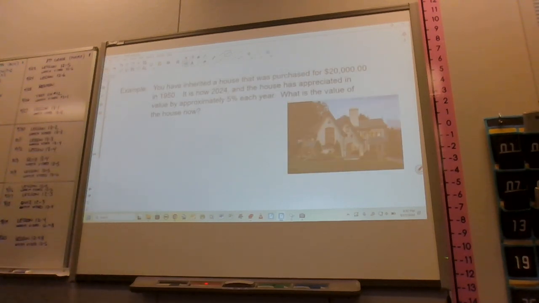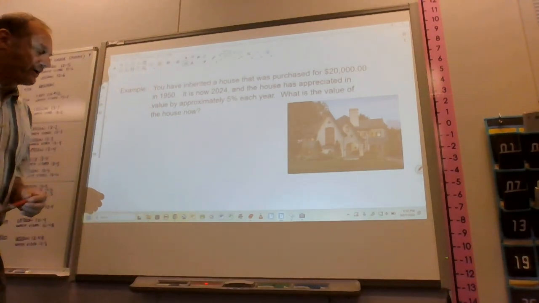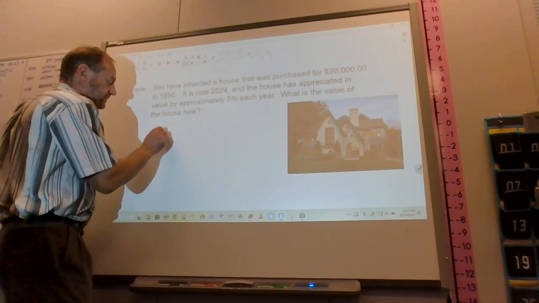You've inherited a house that was purchased for $20,000 in 1950. It is now 2024, and the house appreciated in value by approximately 5% each year. What is the value of the house now? Okay, we can use compound interest.